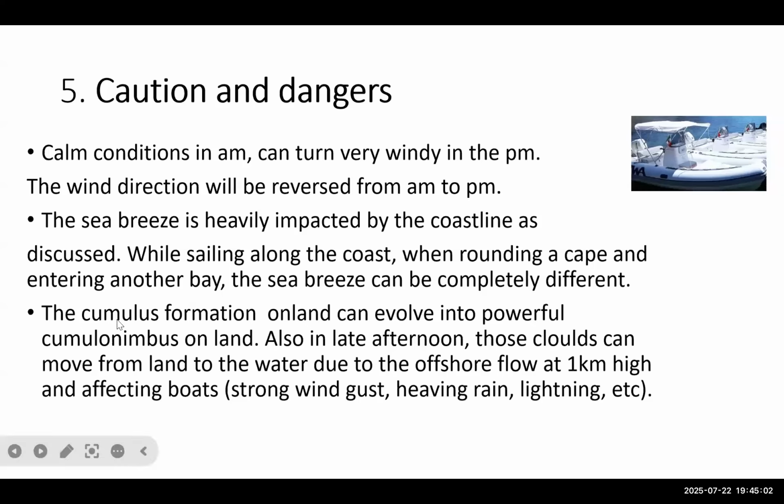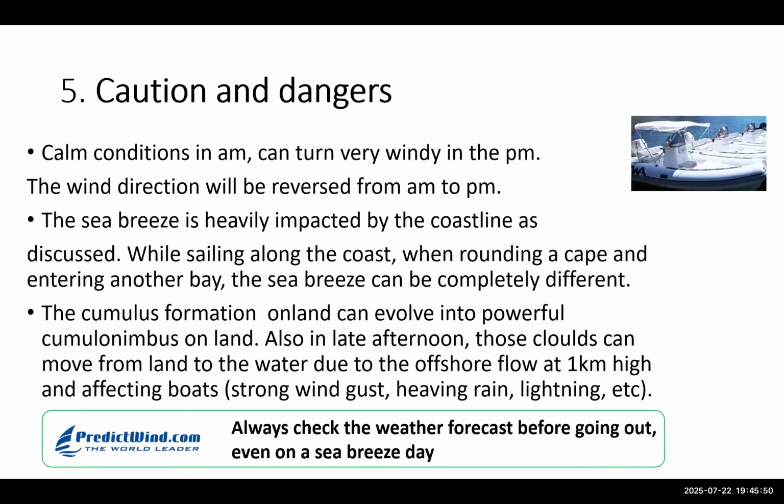And one of the last dangers that we can list for the sea breeze is because we have rising air and cloud formation, even if they start in the morning as small cumulus, sometimes, especially if you have high instability, they will develop as big, powerful cumulonimbus. Okay, in the late afternoon, it's common, especially over land, to have those big cumulonimbus form. They are associated with strong gusts, heavy rain, lightning. So they might impact the coastline when you go back to the port at the end of the sail, or sometimes because of the return flow in altitude, they may, at the end of the afternoon, move onto the water. So this happens. The bottom line is you always need to check the weather forecast before going out, even on a sea breeze day.